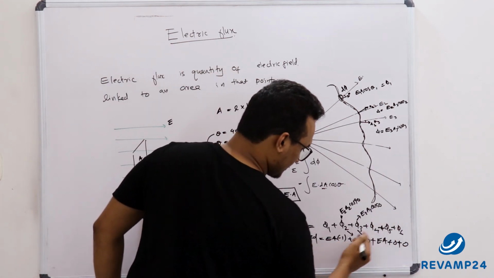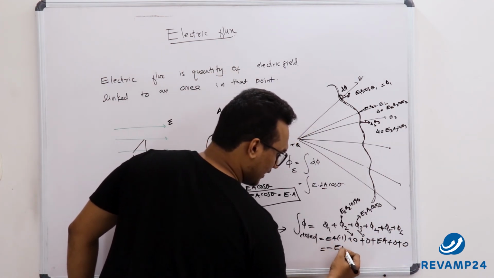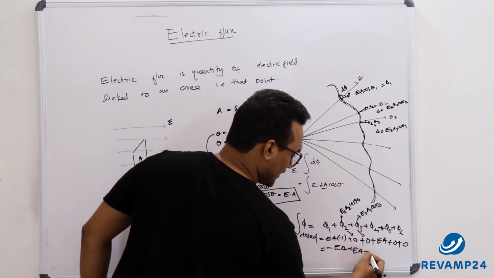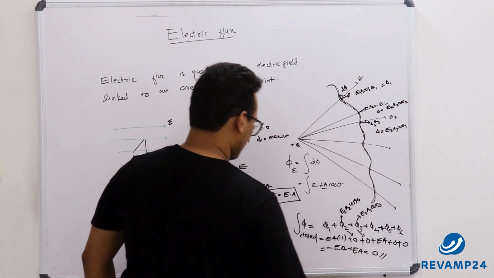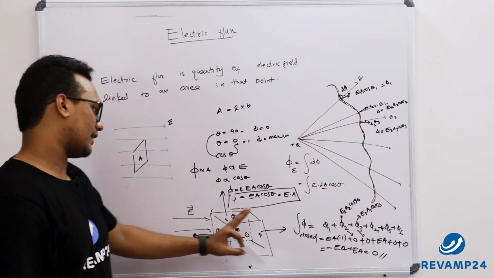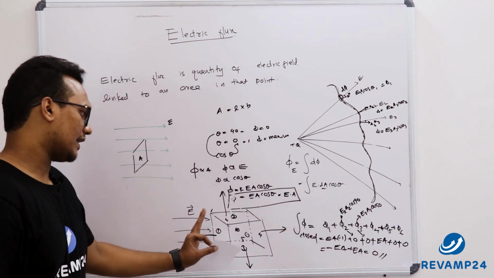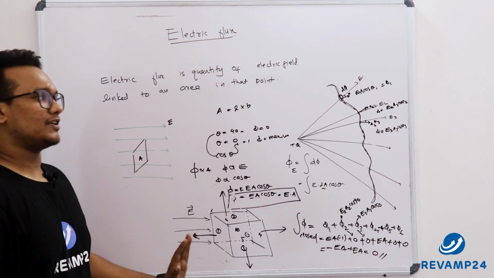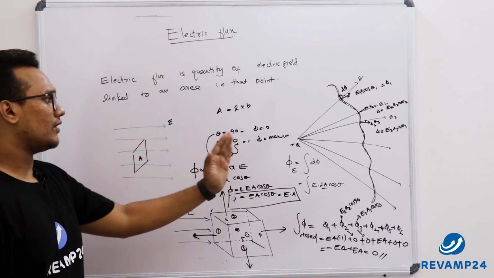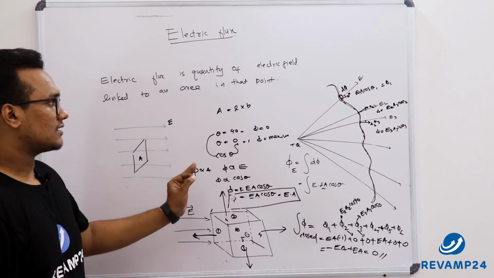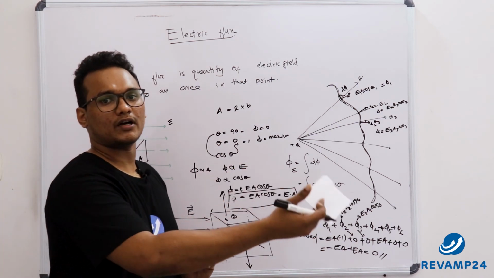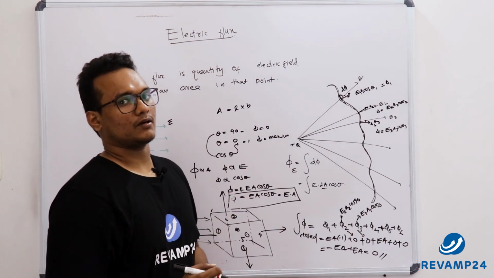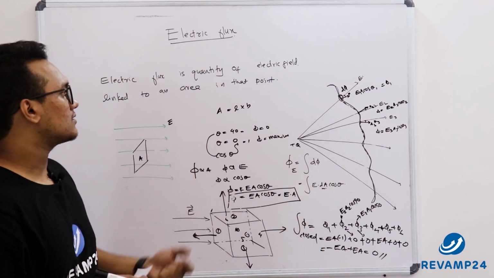So 4 are zeros and the other values are minus EA plus EA. What is the net flux? 0. See, though there is electric field and linkage with area, the net flux of the closed surface in this example has become 0. So this is a very, very important area and this gives the foundation for your upcoming topic, which is Gauss's theorem. So be very clear with this, and thank you.